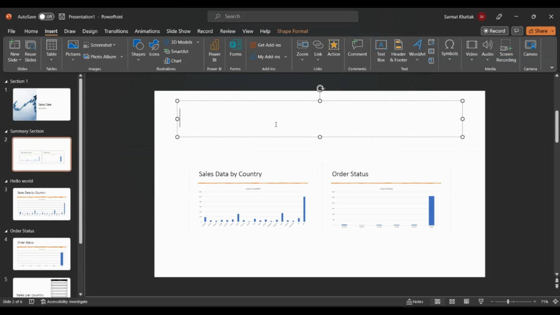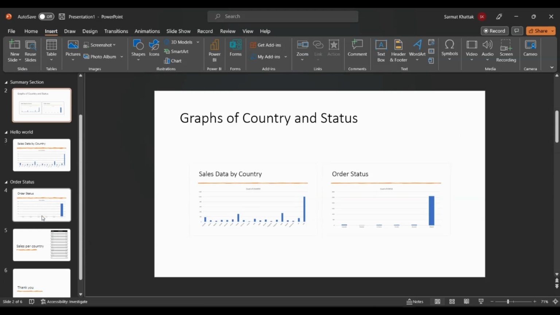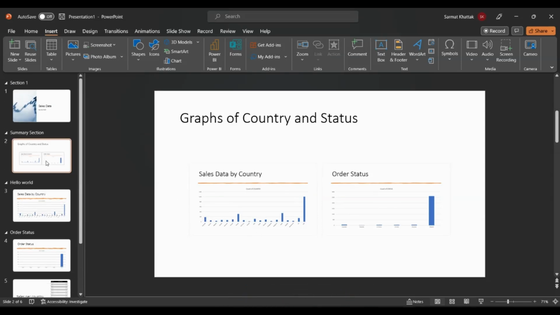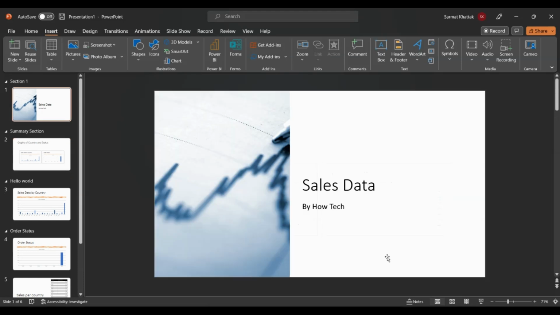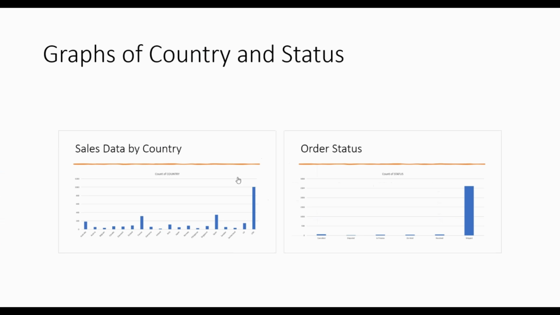So I can call this graphs or something like that. I can call them graphs of country and status. Okay, so now we have one slide, but what this would do is that when we are doing a slideshow, we will just show this one slide and we will be zooming in into each slide instead of going through them separately. So if I do a slideshow again, I'll just do this slideshow and then first slide, and here we go. This is our third slide.